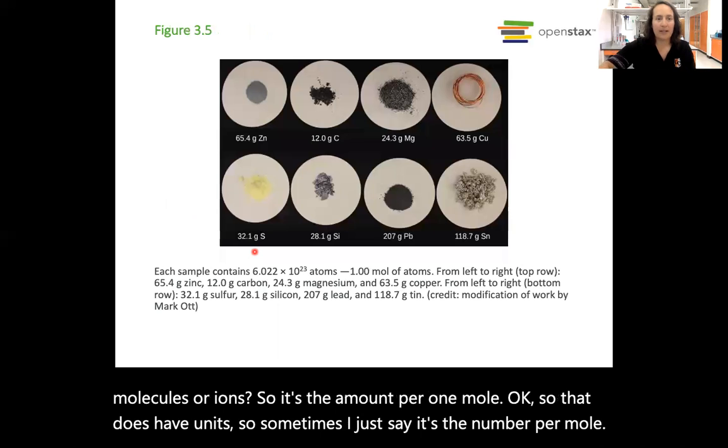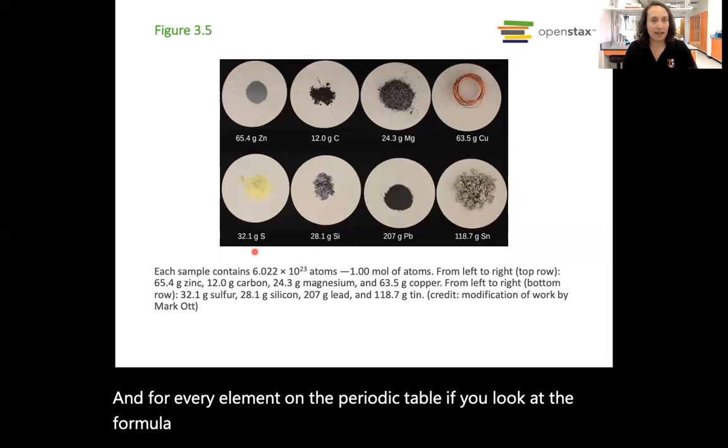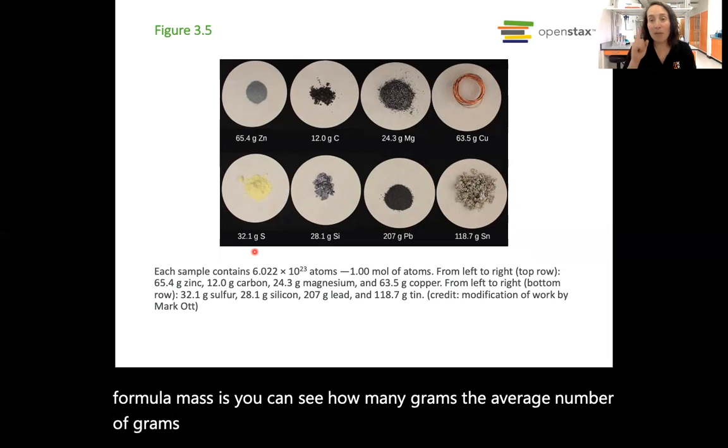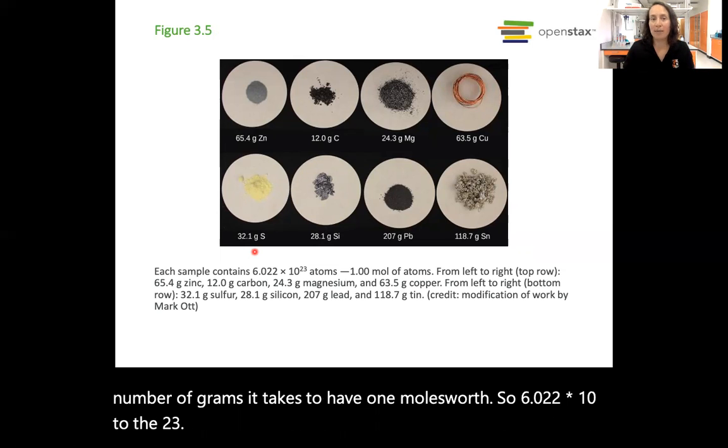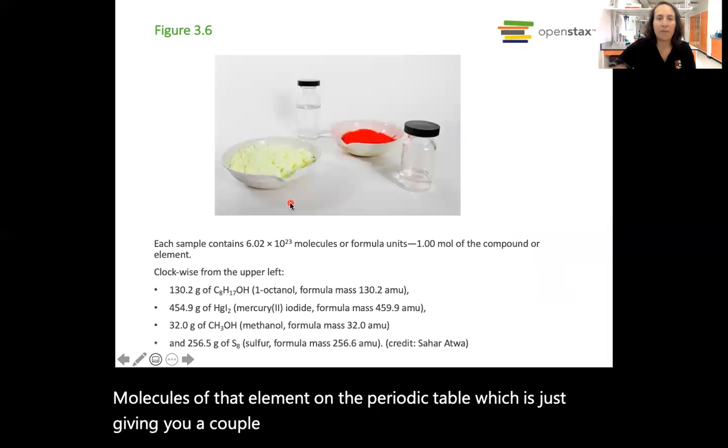For every element on the periodic table, if you look at the formula masses, you can see the average number of grams it takes to have 1 mole's worth, so 6.022 times 10 to the 23 atoms of that element. The periodic table is just giving you a couple of different masses here.